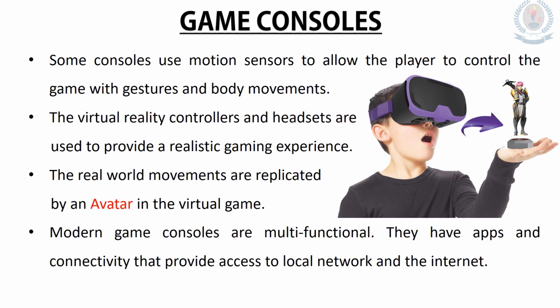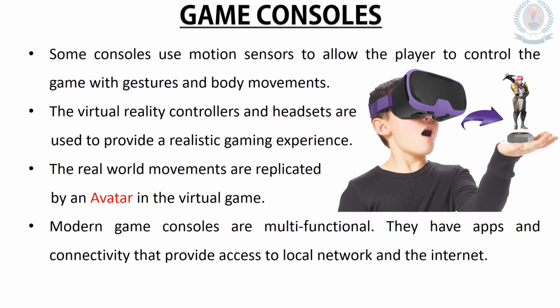Some consoles use motion sensors to allow the player to control the game with gestures and body movements. Other games use virtual reality controllers and headsets to provide a realistic gaming experience for the user. In virtual reality games, all movements in the real world are replicated by an avatar. Modern game consoles are multifunctional. They have apps and connectivity that provide access to the local network and the internet.